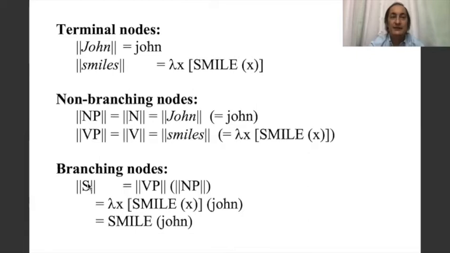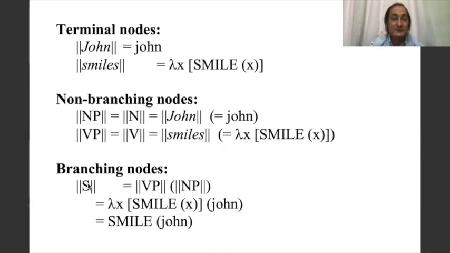Then our non-branching nodes tell us that those interpretations just get passed all the way up. The interpretation of the NP is the same as the interpretation of N, which is the interpretation of John, which we just saw is the name John. The translation of the VP is the translation of V, which is the translation of Smiles, which we just saw is lambda x smile of x.